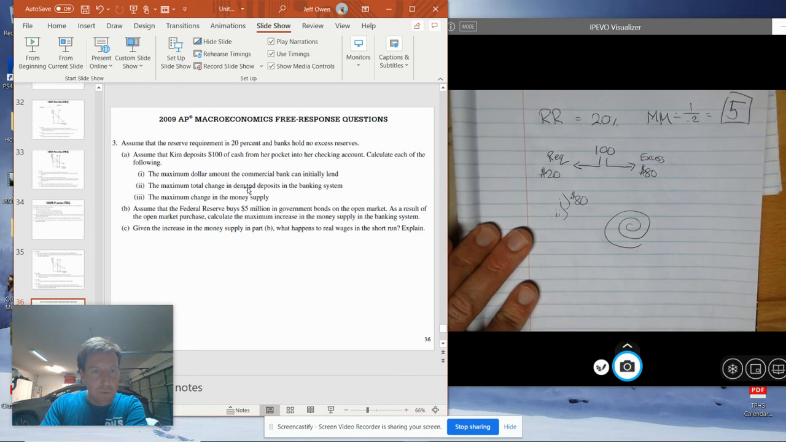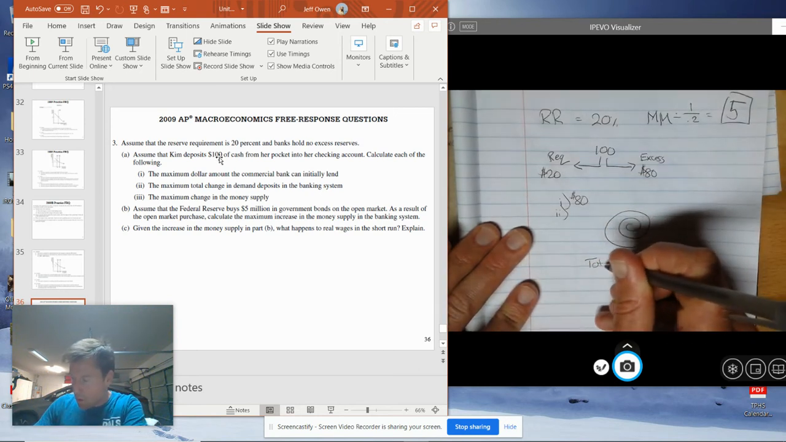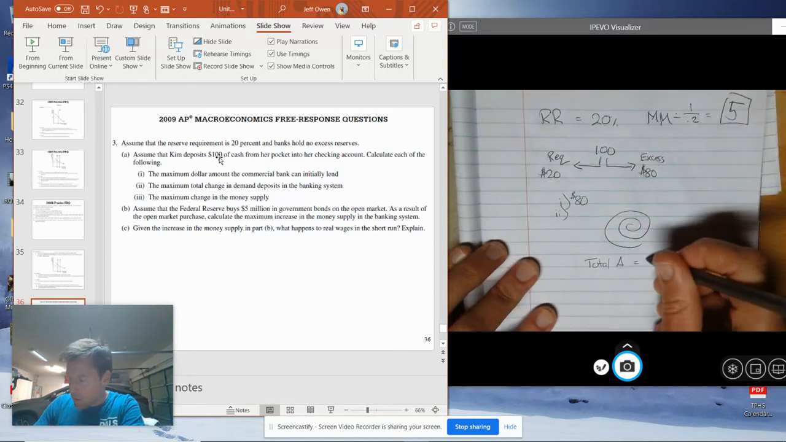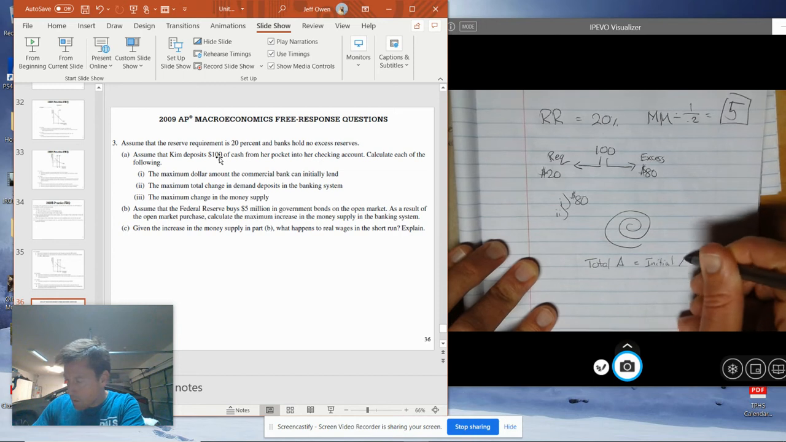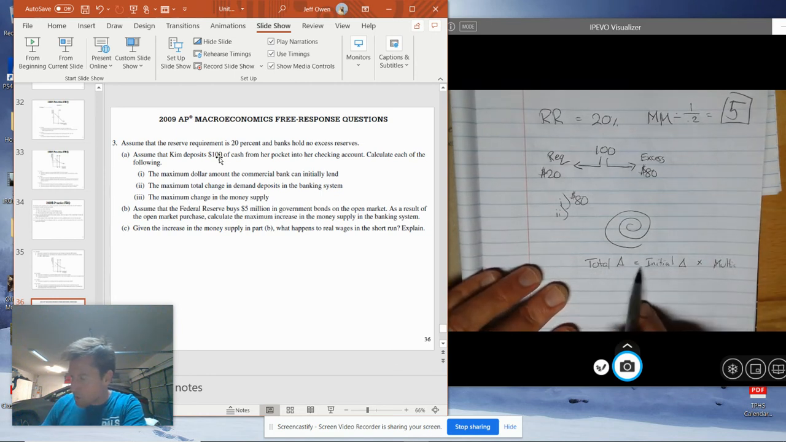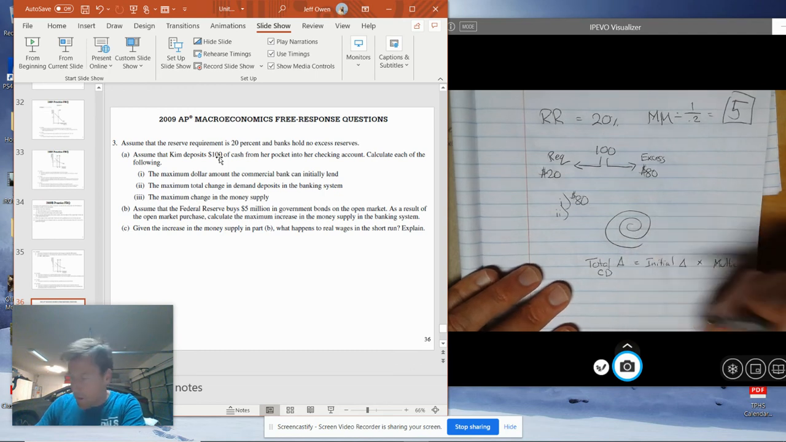What is the maximum total change in the demand deposits in the banking system? All right, so that one's different than the maximum change in the money supply. They're saying what's going to happen to the total demand deposits. This is a demand deposit. So if we want to know our total change, it's always going to be your initial change times your multiplier. Sorry, total change in checkable deposits, or they call it demand deposits.